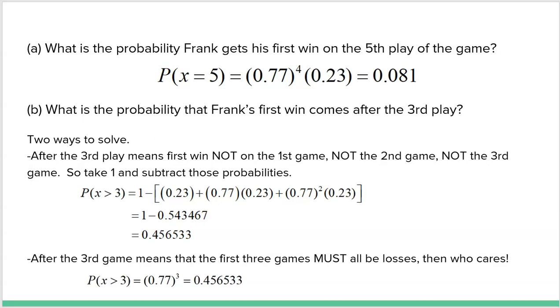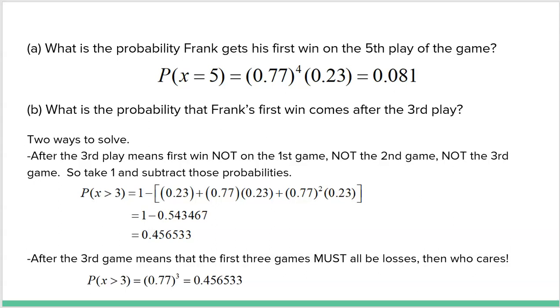So the answer to part A is actually really, really simple. We're just using our formula very, very deliberately. What's the probability that it actually happens on the 5th play of the game? That would mean that we have 4 straight failures. 5 minus 1 is 4, so 4 straight failures. So 0.77, 0.77, 0.77, 0.77, which is a little bit faster with exponents. And then finally followed by that success, 0.23 on that 5th trial. So you're literally walking through it, 4 straight failures, and then that 5th is the first success. So 0.081, so about an 8% chance that Frank has to wait around until the 5th play of the game to get his first success.